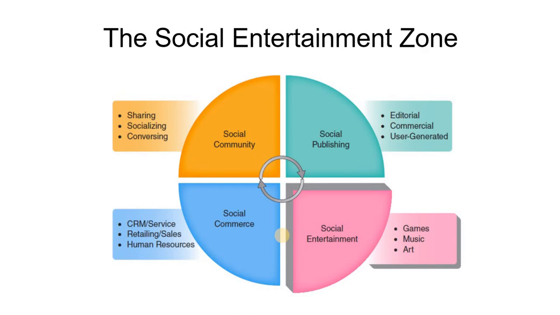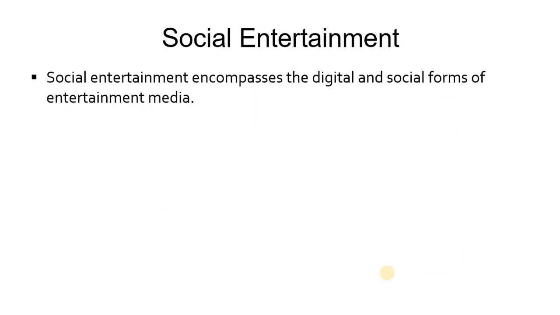Now, this is the social entertainment zone. We are aware of it; we have been discussing it throughout the curriculum. Now we have reached this space, social entertainment, and it consists of games, music, and art. This is how we can entertain people on social media. We can ask them to play games, listen to music, and engage them with art. Now, what is social entertainment? What goes into social entertainment? Let's have a look at it.